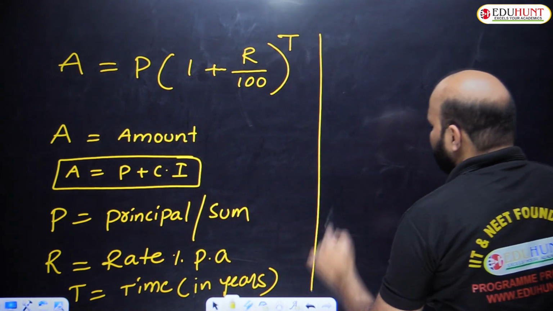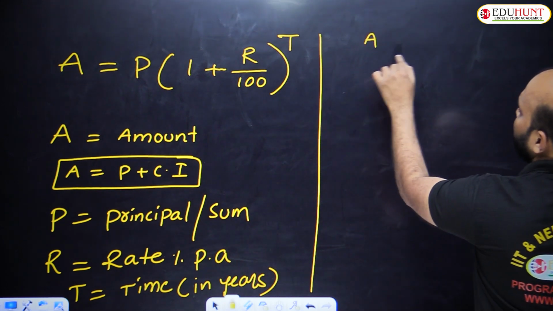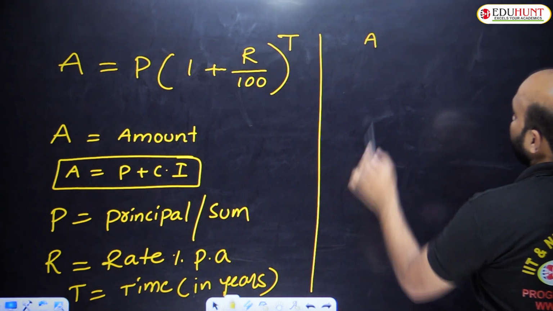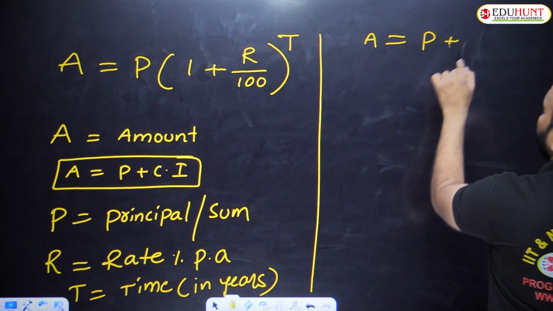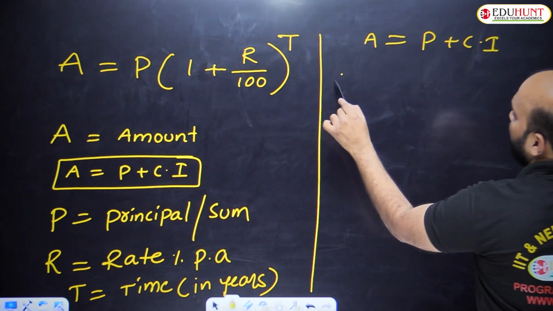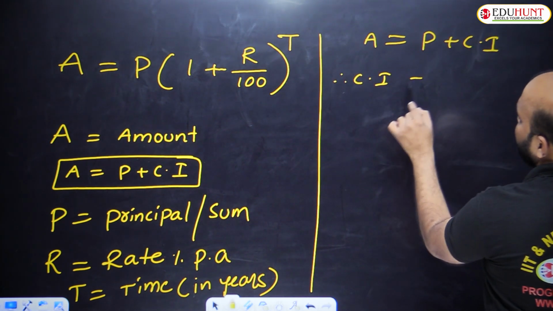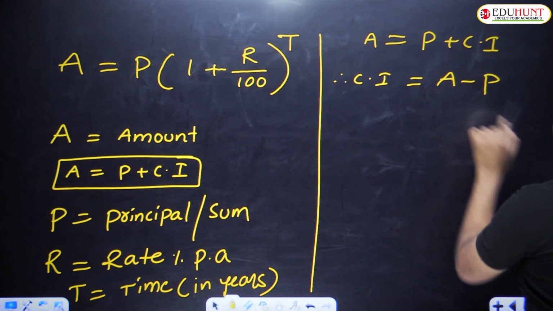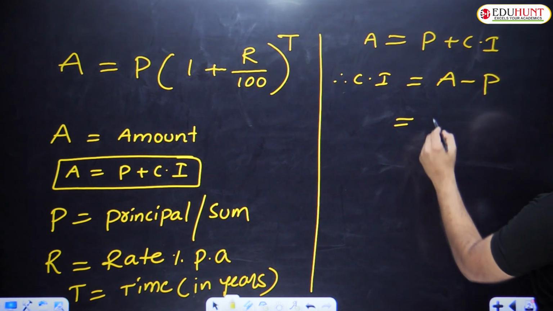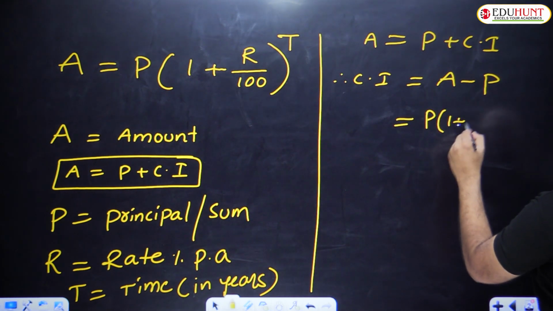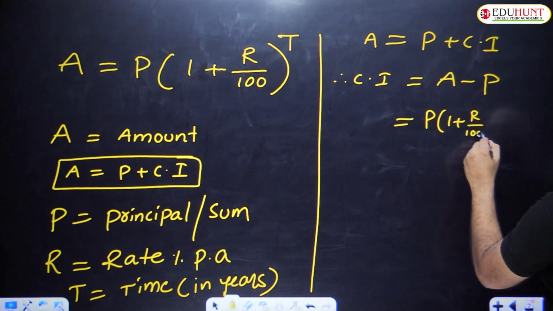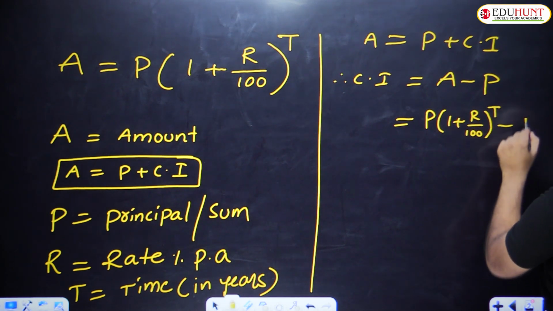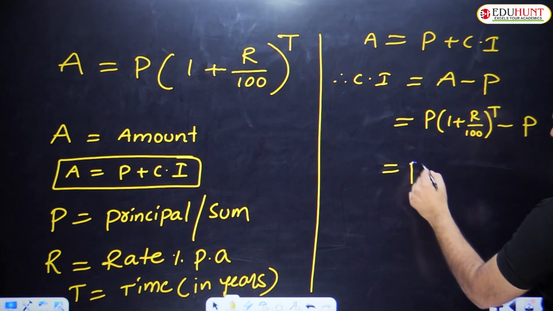Clearly we need to notice that amount is equal to principal plus compound interest. Am I clear? Therefore compound interest can be written as A minus P. So it can be extended: A equals P into (1 plus R by 100) whole power T, minus P. On both sides, which one is common? P is common.